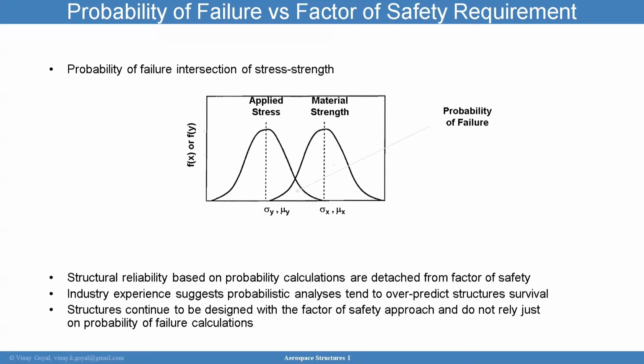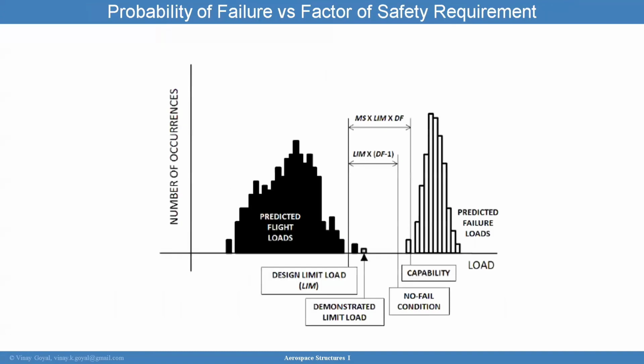The issue with the probability approaches is that the inputs to produce these curves are not very well defined sometimes, and you don't have all the data for that. Industry experience also suggests that the probability calculations out of these curves tend to overpredict the structural survival. That's because you're going to have issues in the design that you didn't account for, and your probability calculations may not include those. The structure continues typically to be designed with a factor of safety, and we typically do not rely on the probability of failure calculations, which I'm not saying don't do, but just keep that in mind.